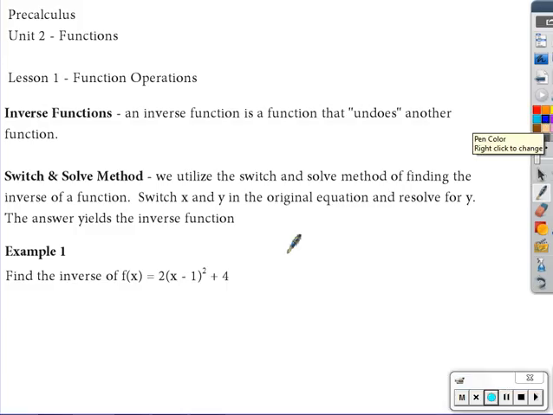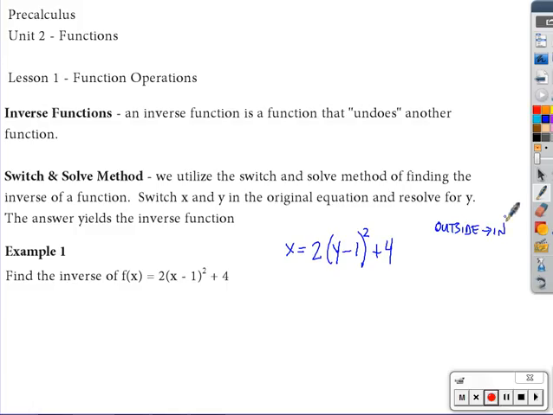So if I'm using the switch and solve method here, I would switch my x and y first. Again, f of x is function notation for y. And now I resolve the function for y. Remember, as far as resolving, start from the outside in. Always start away from the variable and work towards it. Just a few hints as you try to determine what steps come first.